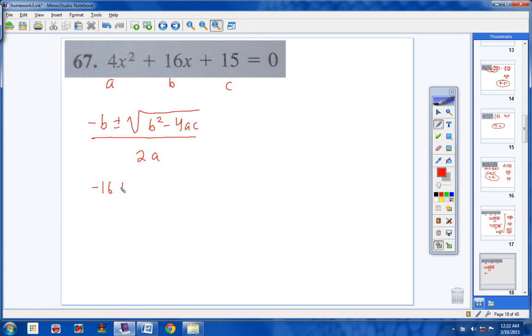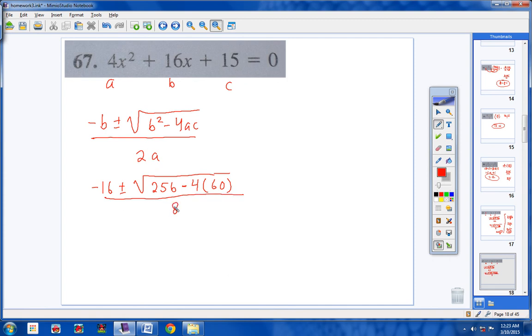Negative 16 plus or minus the square root of b squared, which of course would be 16 squared. Grab my calculator here. 16 squared is 256. Alright, so 256 minus 4 times a times c, AC right here. A times c would be 64 times 15, all over 2a. Well, a is 4, so 2 times 4 is 8.